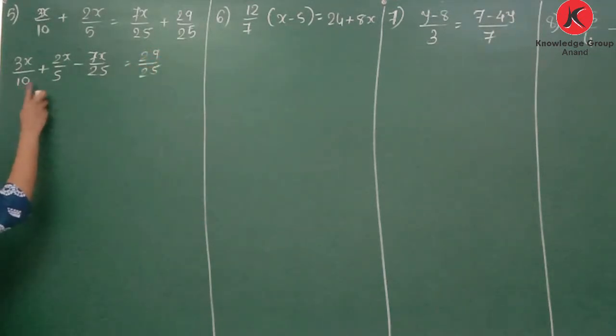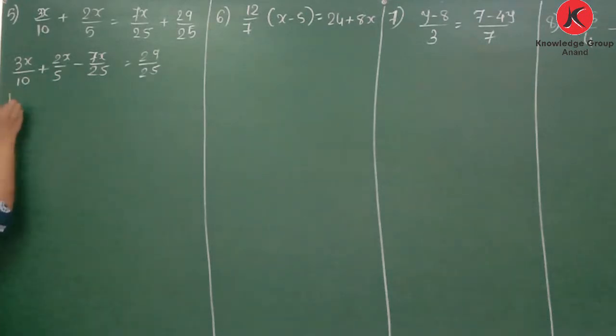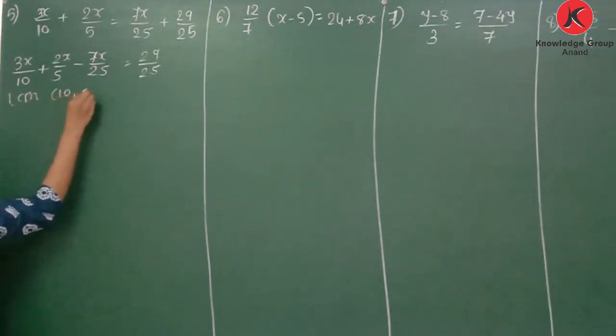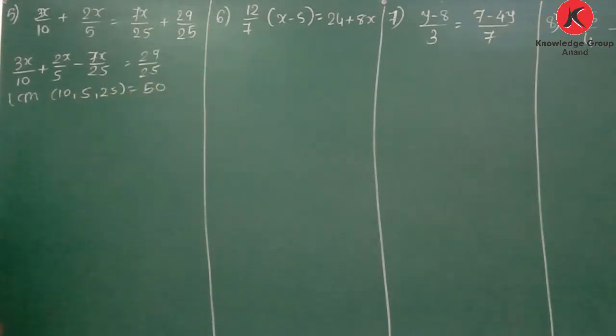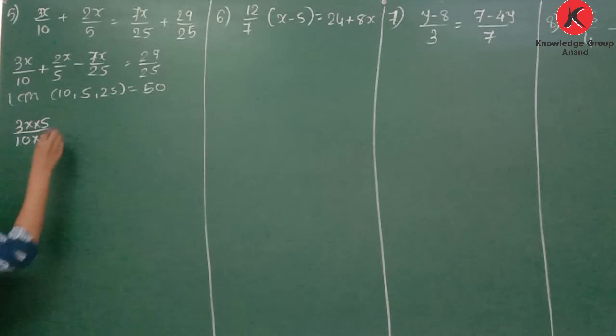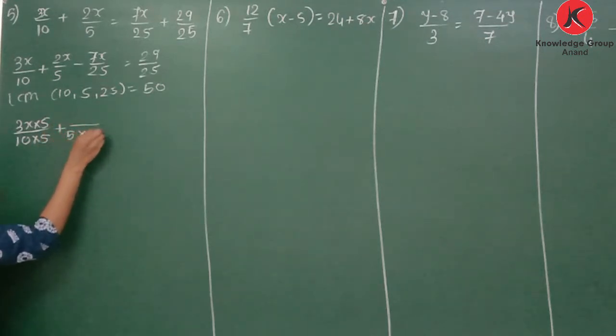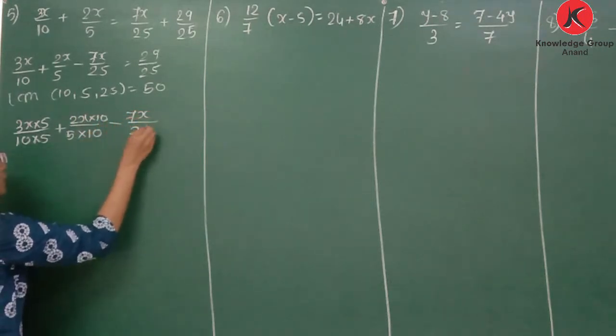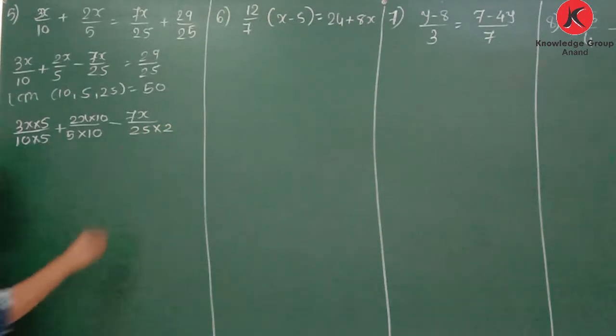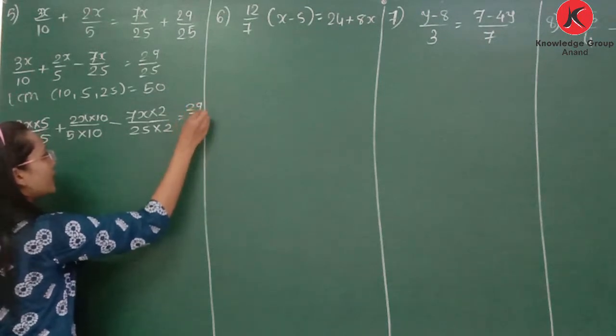Now take the LCM of 10, 5 and 25. If we take the LCM of 10, 5 and 25, you will get 50. So here this 3x by 10: by which number should we multiply 10 to get 50 in the denominator? If we multiply with 5, the same number we should multiply in the numerator. Now 5 needs to multiply with 3. So 2x is also multiplied with 10. 7x by 25: 25 is multiplied with 2 to get denominator 50, so the numerator is also multiplied with 2. On the right side we have 29 by 25.